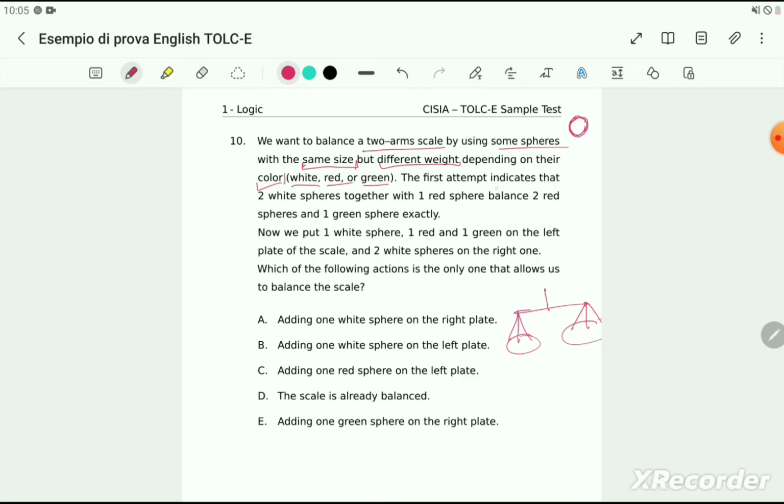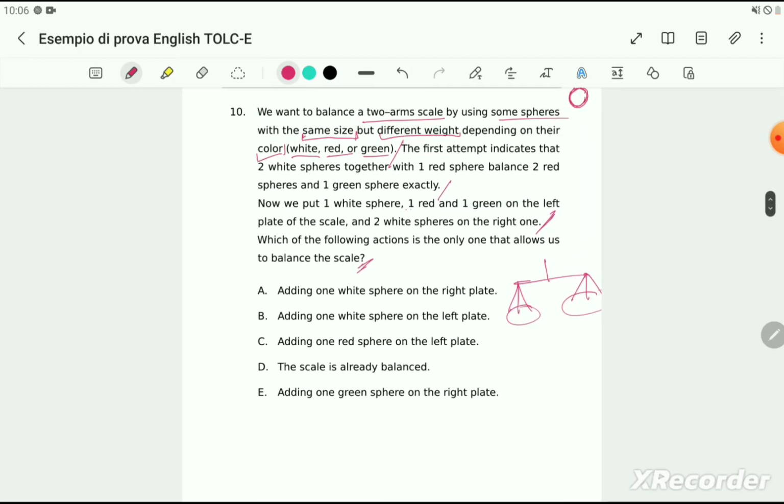The first attempt indicates that two white spheres together with one red sphere balance two red spheres and a green sphere exactly. So this sentence is important. Now we put one white sphere, one red, and one green on the left plate of the scale, and two white spheres on the right one. This sentence is also important. Which of the following actions is the only one that allows us to balance the scale?